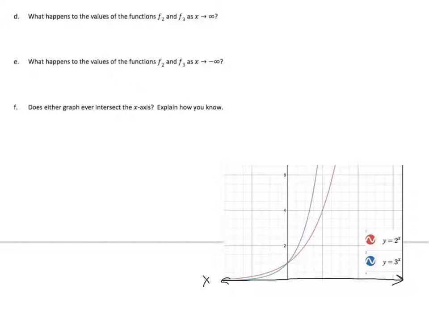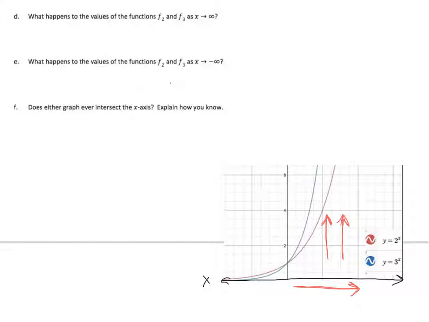So that's the x-axis. Alright, so what happens to the values of the functions f2 and f3 as x approaches infinity? If we look just where x goes to infinity, I'm just following the end behavior. As x goes to infinity, what is happening to the functions? As x goes to infinity, both functions go to infinity. So that's what we're looking at. As x does something, what is y doing?